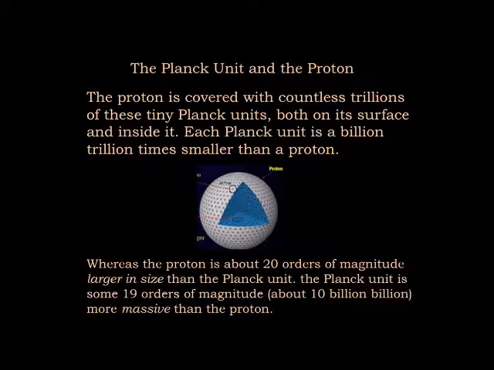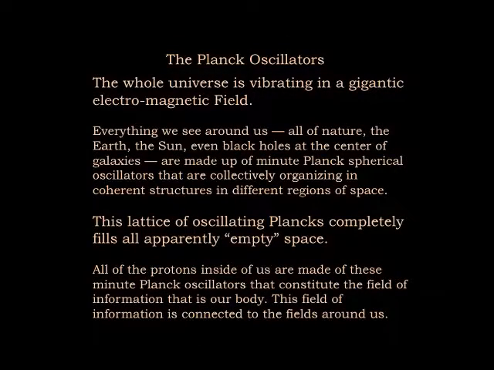The proton is covered with countless trillions of these tiny Planck units, both on its surface and inside it. Nassim gives us this diagram of the proton with the Planck spherical units both inside it and covering the outside. Whereas the proton is about 20 orders of magnitude larger in size than the Planck unit, the Planck unit is some 19 orders of magnitude, about 10 billion billion, more massive than the proton. It's hugely heavy, which just seems incredible. So the whole universe is vibrating in a gigantic electromagnetic field.